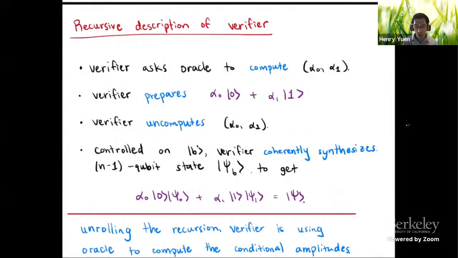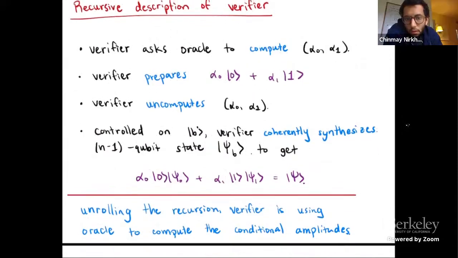Now, controlled on this 1 qubit state, controlled on it being in some classical basis state B, the verifier is going to recursively invoke the same protocol, but for the smaller n-1 qubit states. So it's then going to construct in superposition, conditioned on the first qubit being 0, psi 0, and then conditioned on 1, it's going to construct psi 1. And by definition, if it does this successfully, then it's really going to construct psi.